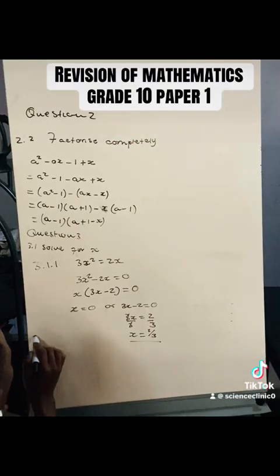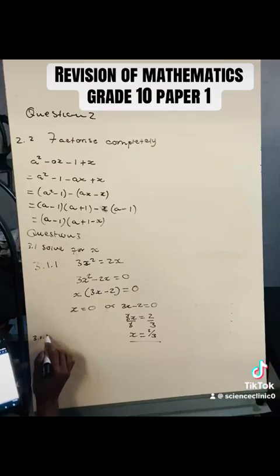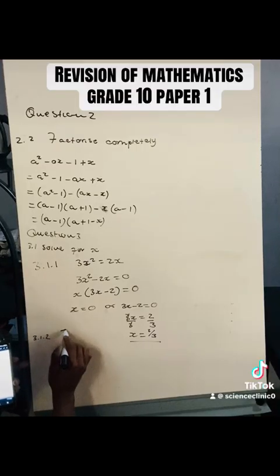Then let us do 3.1.2. So 3.1.2, I can see that it has a challenge. It is 3 minus x.